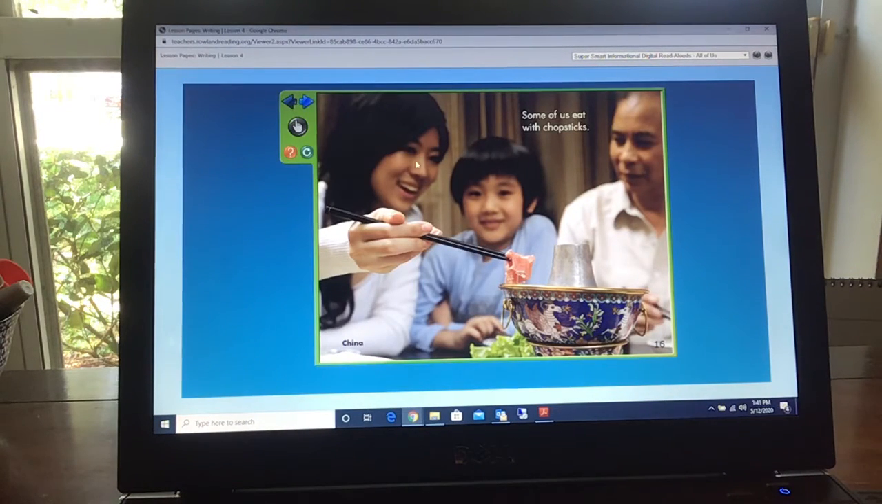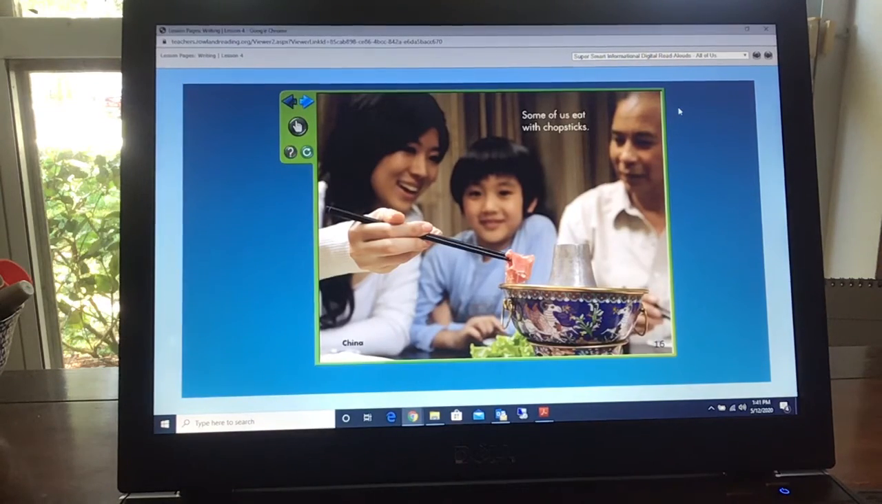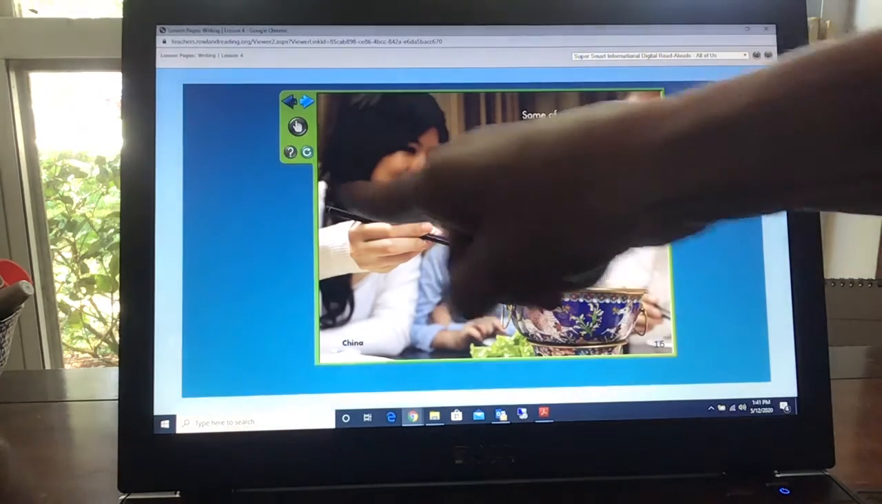Some of us eat with, do you know what these are called? Chopsticks. That's right. And we use chopsticks a lot in the United States as well. But they started in China. Let's see if there's a question about those chopsticks. What part of the picture shows the chopsticks? That's easy, right? Can you point to the part of the picture that shows the chopsticks?